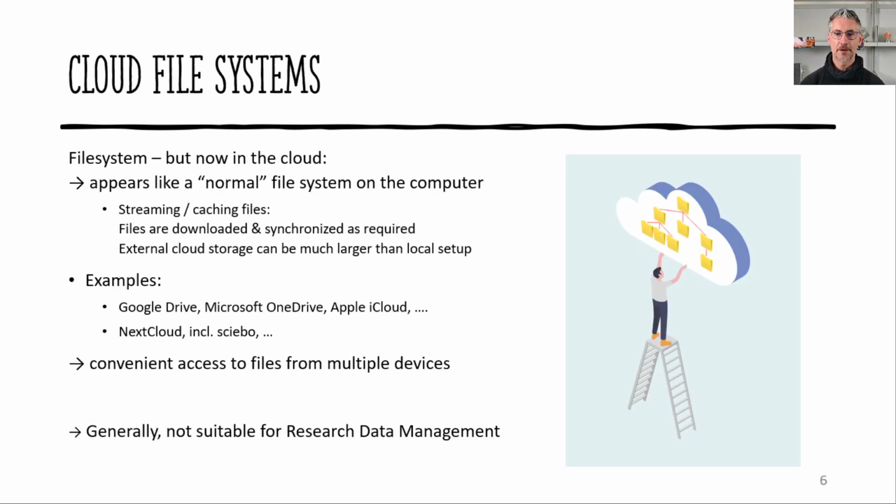We can also move such a file system into the cloud, of course. They appear as a normal file system on the computer, and then they stream or cache files from the cloud. So the files are downloaded or synchronized as required, and the external cloud storage can be much larger than what you have on your local computer. Examples for these are Google Drive, Microsoft OneDrive, Apple iCloud and others, but there are also, of course, open source versions like Nextcloud or Seafile and so on. They are convenient to access the files from multiple devices and sync them, but they are generally not suitable for research data management.